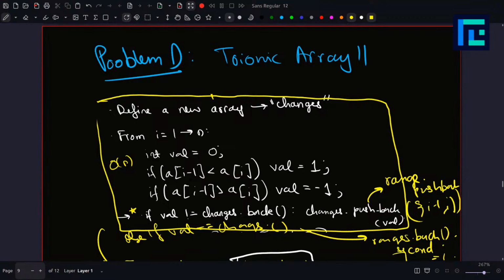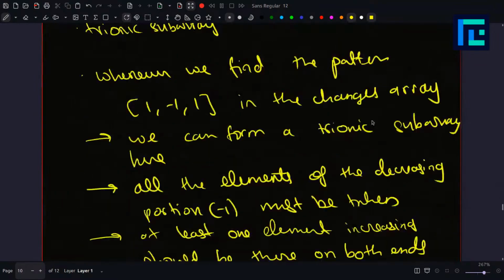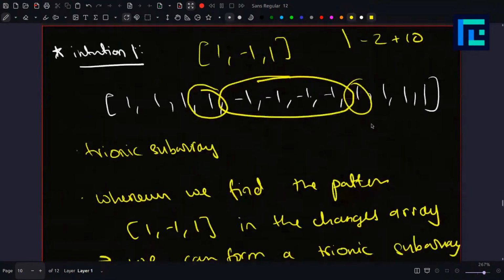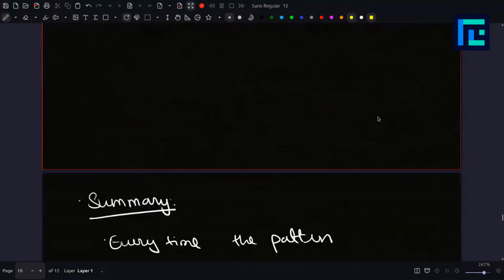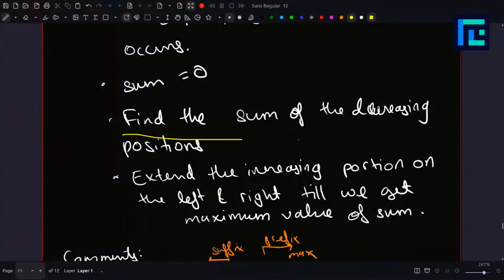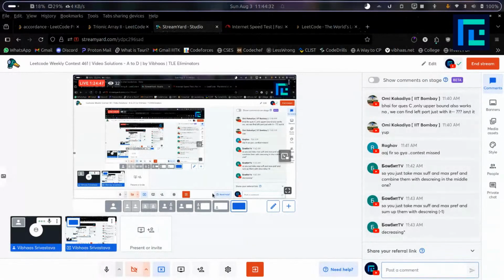Okay, so that's all. We can keep track of where the range starts and ends, where the current block starts and ends. So that will help us do the loops. That will help us find the sum of the decreasing position. We don't need to do it manually, and it'll help us extend the increasing position on the left and right as well.